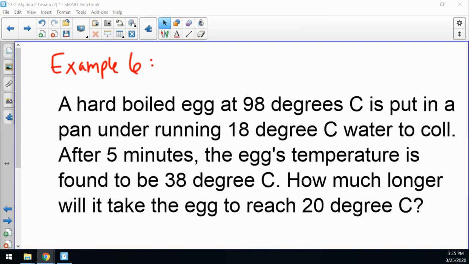I've typed out the problem for you right here. It says a hard-boiled egg at 98 degrees Celsius is put in a pan under running 18 degree Celsius water to cool. After 5 minutes, the egg's temperature is found to be 38 degrees Celsius. How much longer will it take the egg to reach 20 degrees?